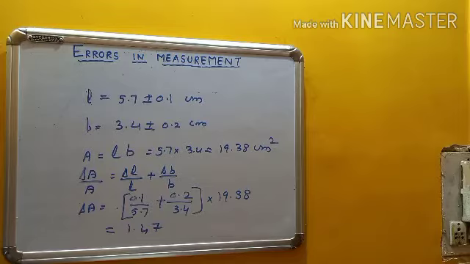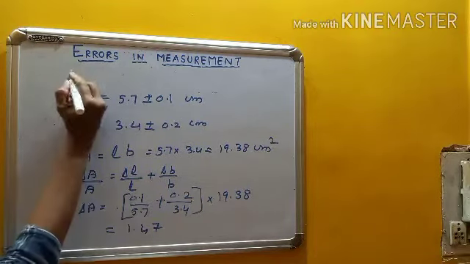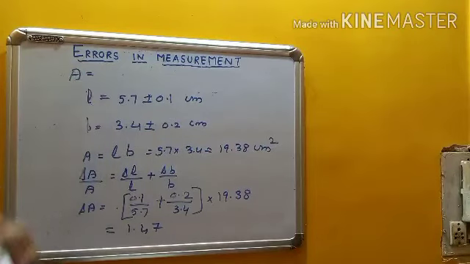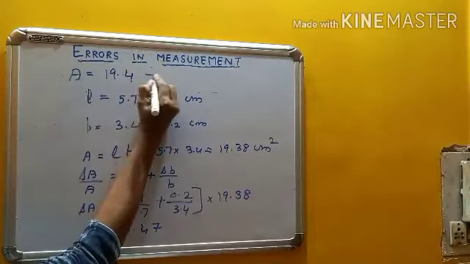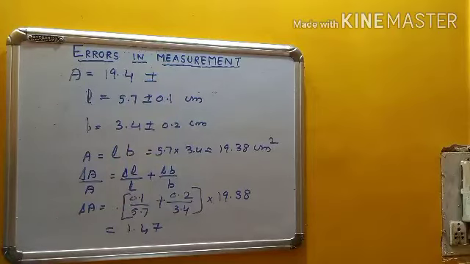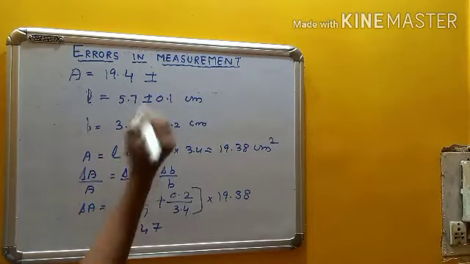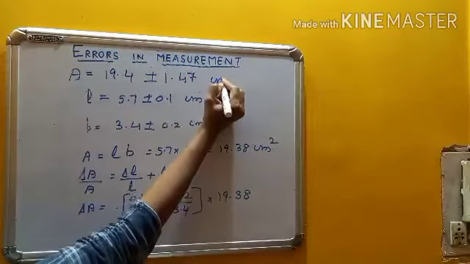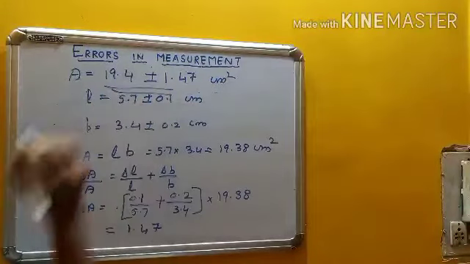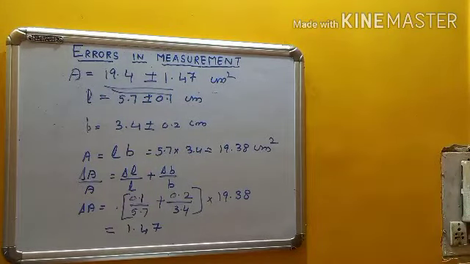So now how will we write the final answer? The area of the rectangular body, A, is equal to the true value. What did we get as the true value? 19.4. So 19.4 plus or minus the absolute error, and the absolute error here we are getting as 1.47 centimeter square. So this is the area of that rectangular body.